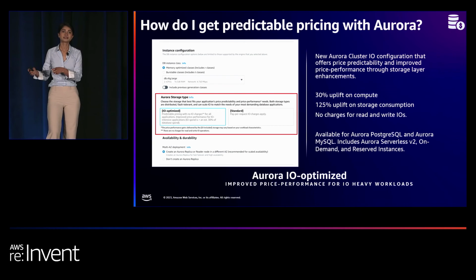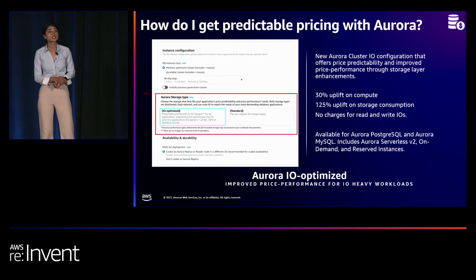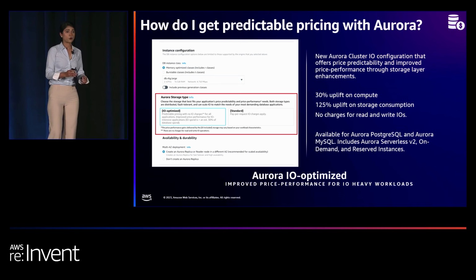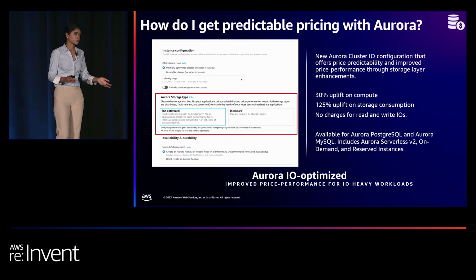And where does serverless come in? As I mentioned, it's at the compute layer. So there's a 30% uplift on compute and a 125% uplift on storage consumption. So this way, you can make sure that there is predictability on your price for those IO-heavy workloads. So IO-Optimized is available for all flavors. So it's supported for provisioned as well as serverless.